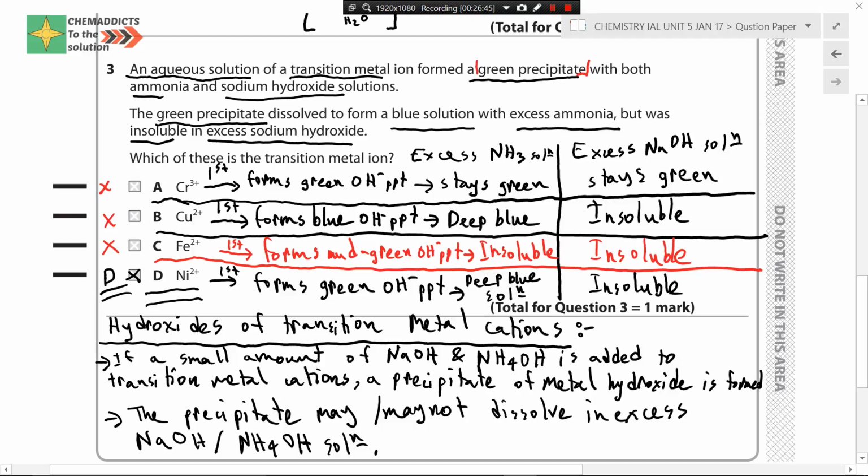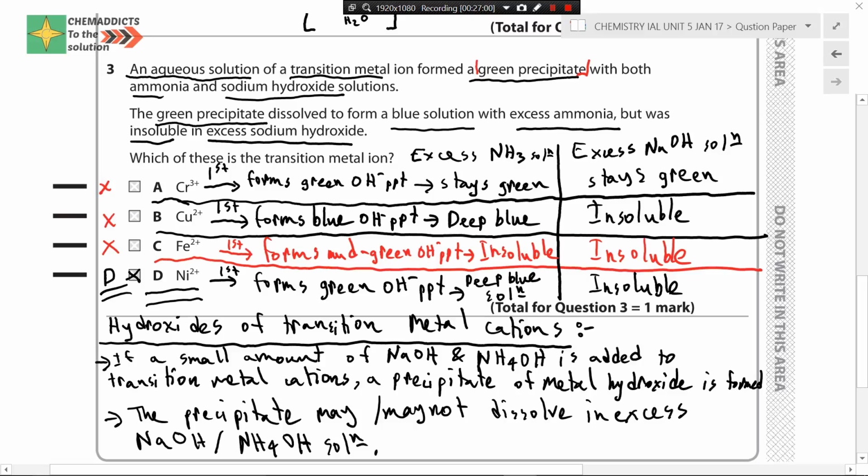This concept is not included in the question paper. This information wouldn't be included in the question paper. This concept wouldn't be included in the question paper.